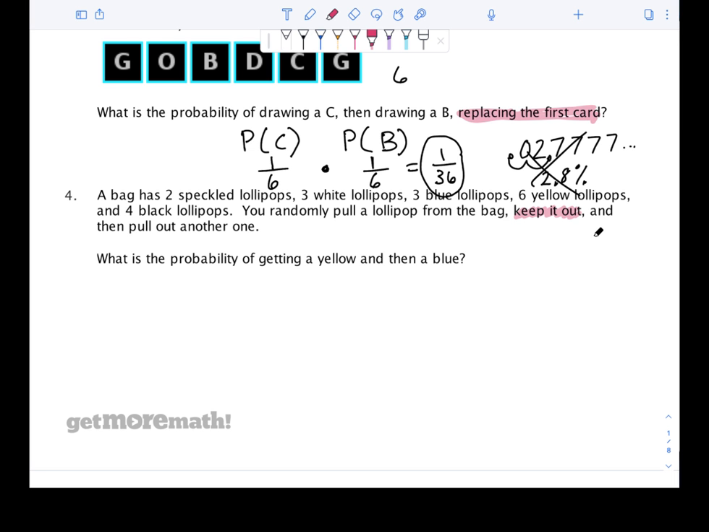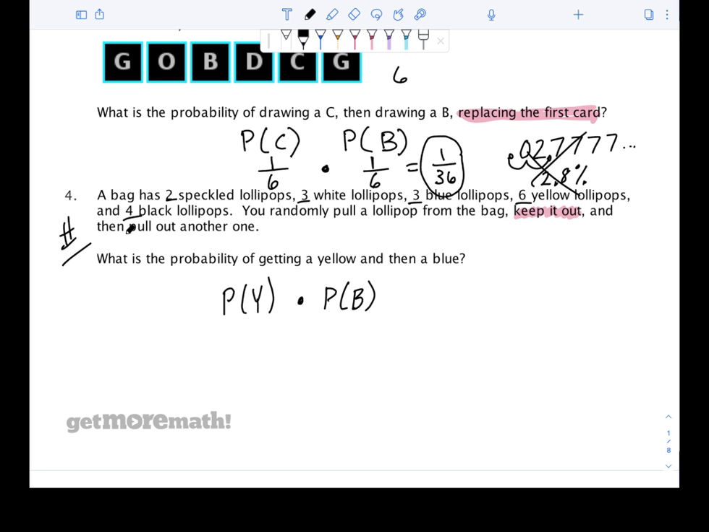And then pull another one. What is the probability of getting a yellow and then a blue? All right, so the first question I always ask is, how many lollipops are there? So I've got 2 and 3 is 5, 8, 14, 18.